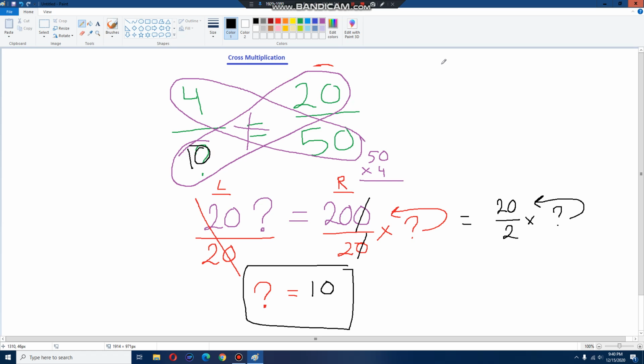And that's how you cross multiply. You simply multiply the numbers in a diagonal pattern. And if your question mark is not independent, if it's got a family, if it's got a number in front of it, then you divide it by the same number on both sides. And once you do the division, you'll get your answer. And this is how you do basic cross multiplication technique.